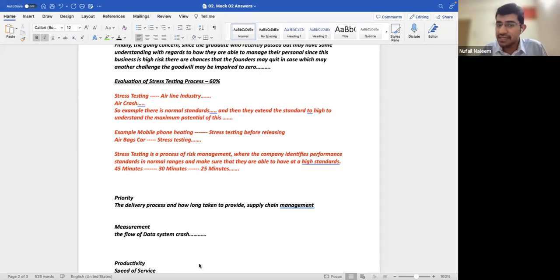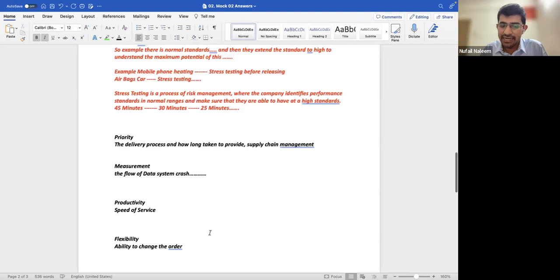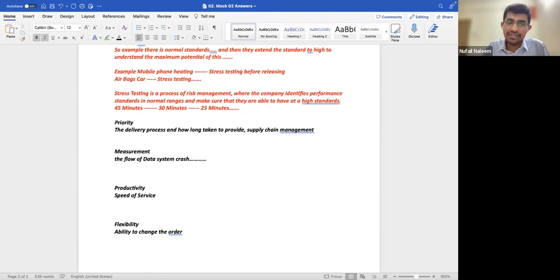BMW is a basic example of stress testing. They go to the next level and make sure their products are at an international standard by doing the stress testing. So in the market, the standard is 45, but above the market, they make sure their product is a world-class standard.